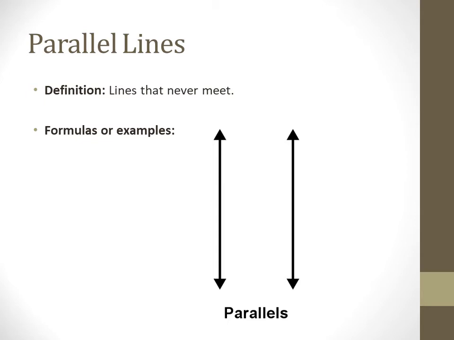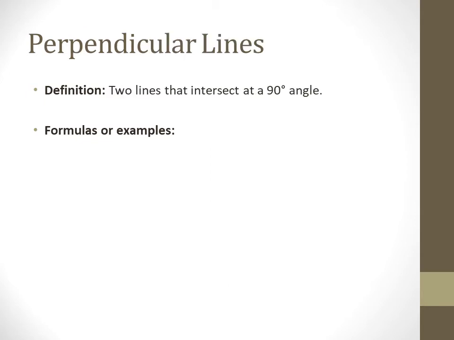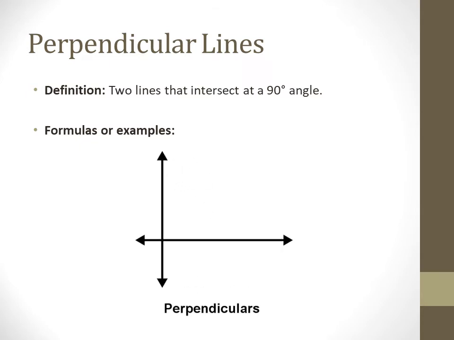The opposite, or the corresponding set, is perpendicular lines. Perpendicular lines are two lines that intersect at a 90 degree angle. So like this, okay? And again, this is going to tell us some important information. All right, first of all, we know it's a 90-degree angle, and then we are able to use that information to figure out other angles if need be.